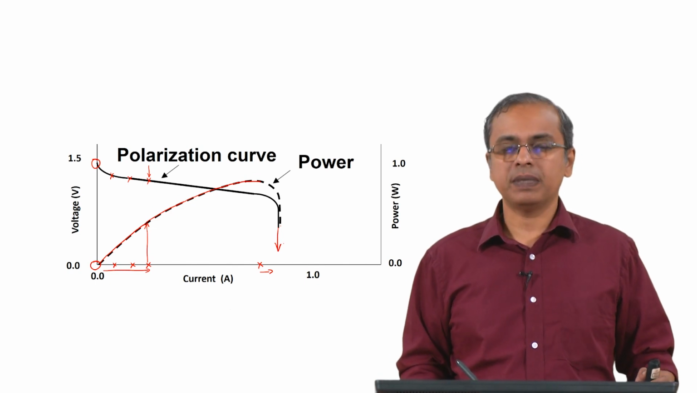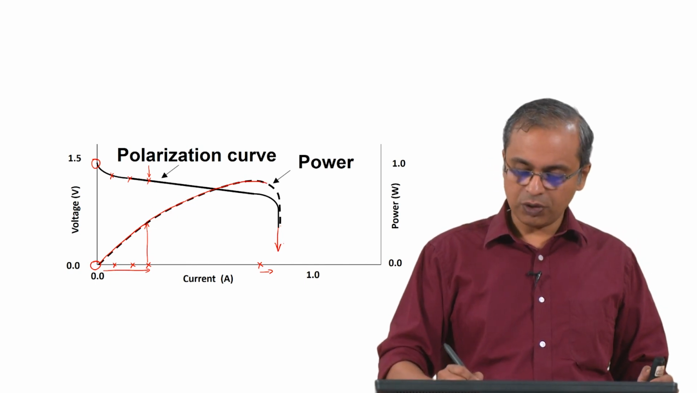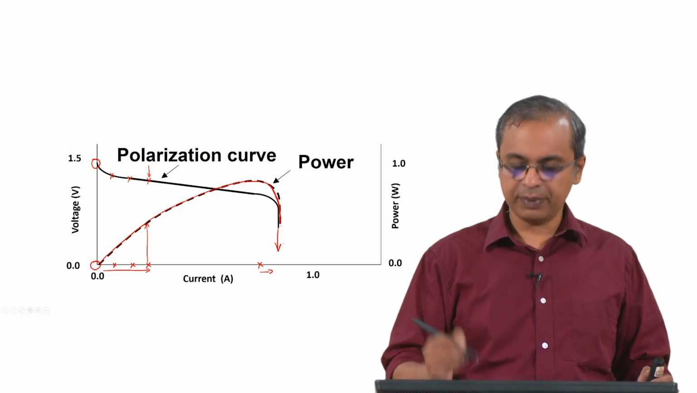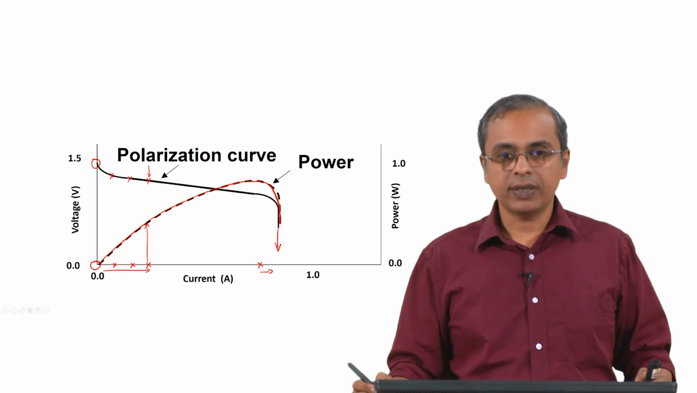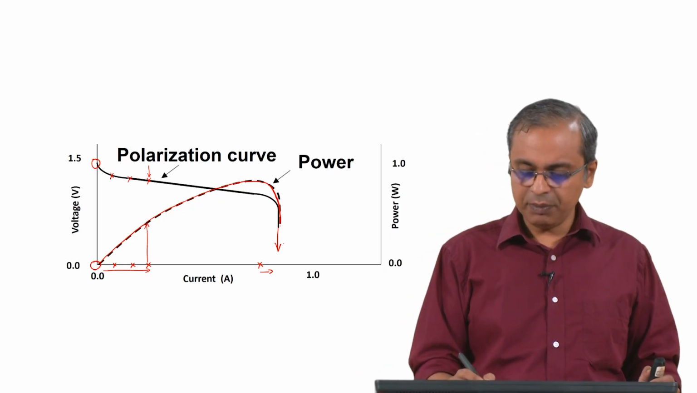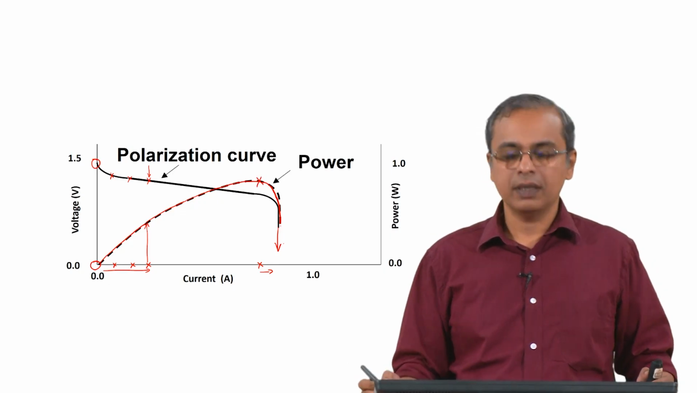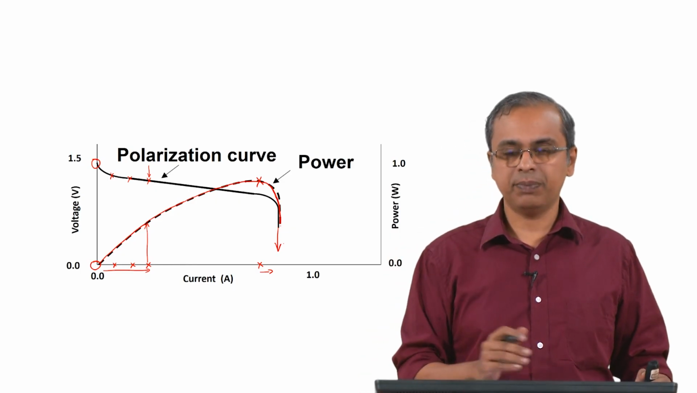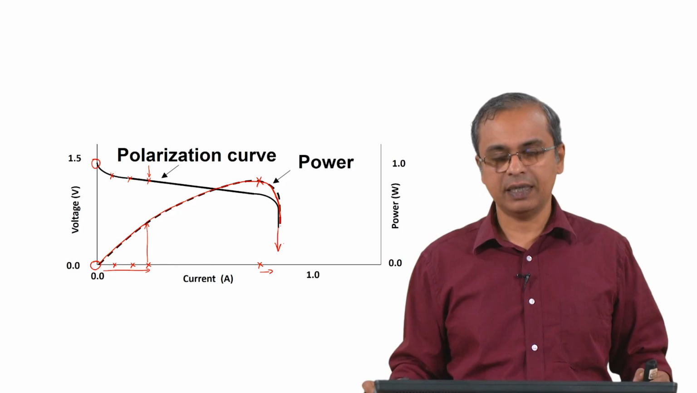Because the voltage drops precipitously, the overall power also drops precipitously. Therefore, this represents the maximum power that this electrochemical device can deliver.